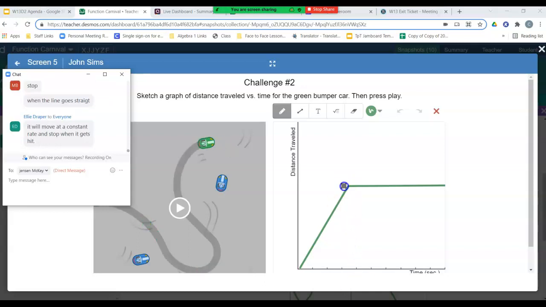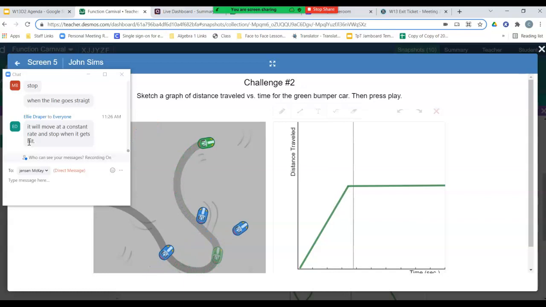When the line goes straight, the distance traveled is increasing at one rate, and then it stops for the rest of the time because at this point it crashed. Anybody else have anything to add to that description? So increasing, constant. All right, so let's watch.